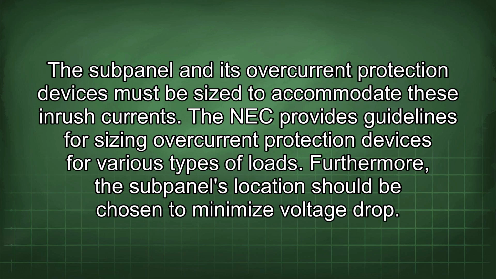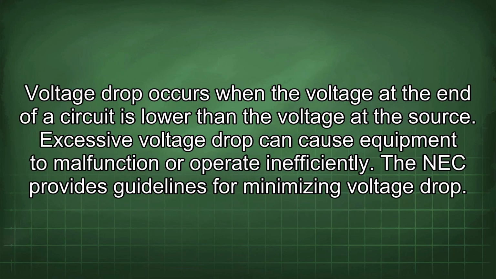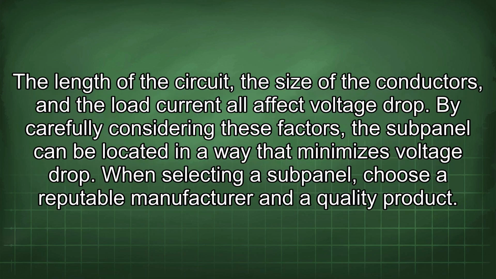Furthermore, the subpanel's location should be chosen to minimize voltage drop. Voltage drop occurs when the voltage at the end of a circuit is lower than the voltage at the source. Excessive voltage drop can cause equipment to malfunction or operate inefficiently. The NEC provides guidelines for minimizing voltage drop. The length of the circuit, the size of the conductors, and the load current all affect voltage drop. By carefully considering these factors, the subpanel can be located in a way that minimizes voltage drop.